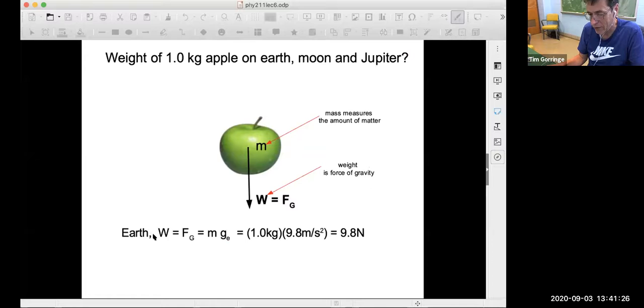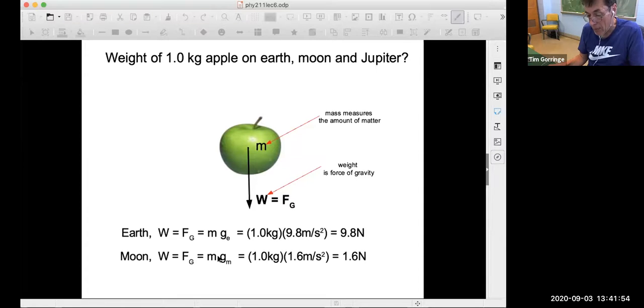Talk really fast here. On Earth, the weight of the apple is the mass of the apple times the acceleration of gravity on Earth. I put a little e here because we want the gravity on Earth. So I'm going to take the 1 kilogram mass and multiply it by 9.8 meters per second squared. I get 9.8 newtons. That is the weight of the apple near the surface of the Earth. What about on the moon? I take the apple to the moon. What's the weight on the moon?